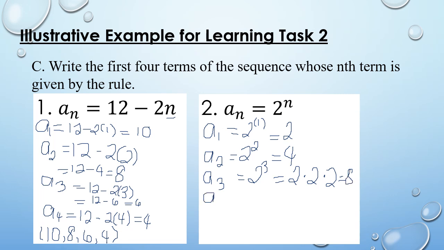And then a sub 4, ilang 2 yon? So that will be 2 to the power of 4. So meron tayong 4 na 2. So 2 times 2 times 2 times 2 is 16. And the final answer is 2, 4, 8, and 16. So these are the first 4 terms of our sequence. A sub n is equal to 2 to the power of n. Any questions? Alright, let's proceed.